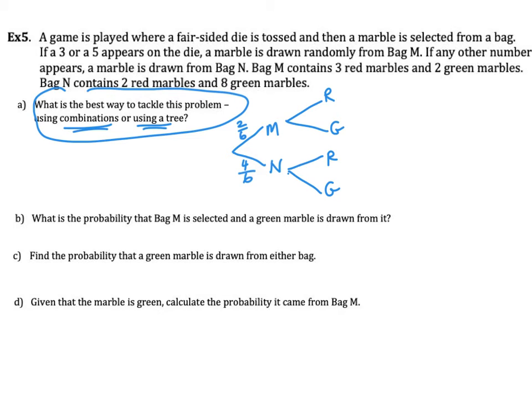For bag M, you have 3 red marbles out of 5 altogether, or 2 green marbles. We're going to do the same thing for bag N. There's 2 red marbles and 8 green, so there's a 2/10 chance here and an 8/10 chance here. You could have changed that to 1/5, 4/5, that's fine, or just kept it as tenths. So I would say pause here and try the rest on your own, and then check back with me.